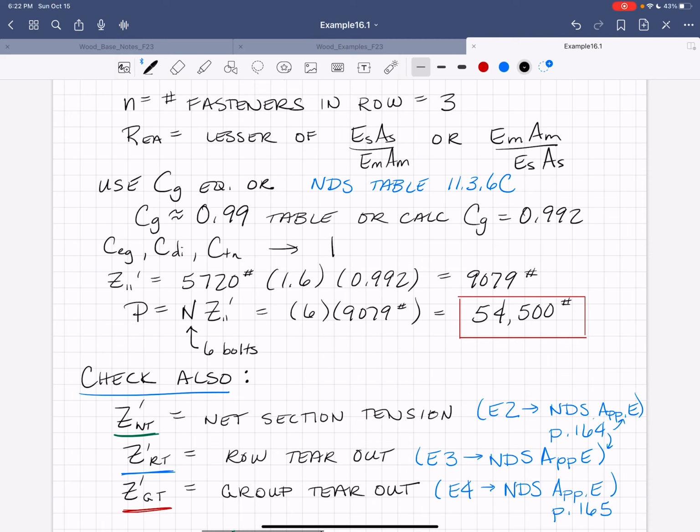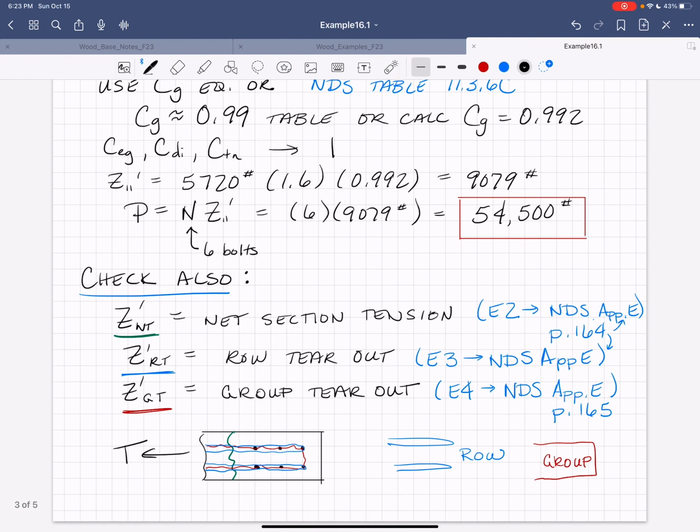Okay, so our Z prime parallel is going to be the 0.992 and the 1.6, those are the two factors that we had in there, times 5720 for the section we have. Then I just multiply, so the Z prime is 9,079. So this is per bolt. I have the capacity of 9,079. With 6 bolts, that takes me up to, rounding, 54,500 pounds. Okay, so if I'm looking only at bearing, this is my capacity, 54,500.